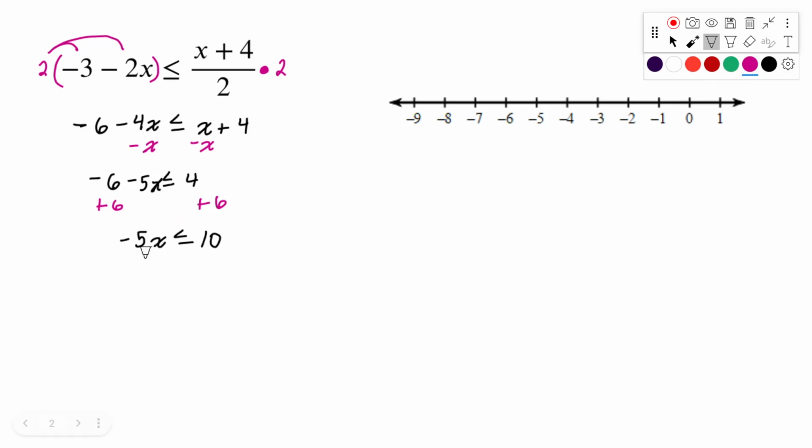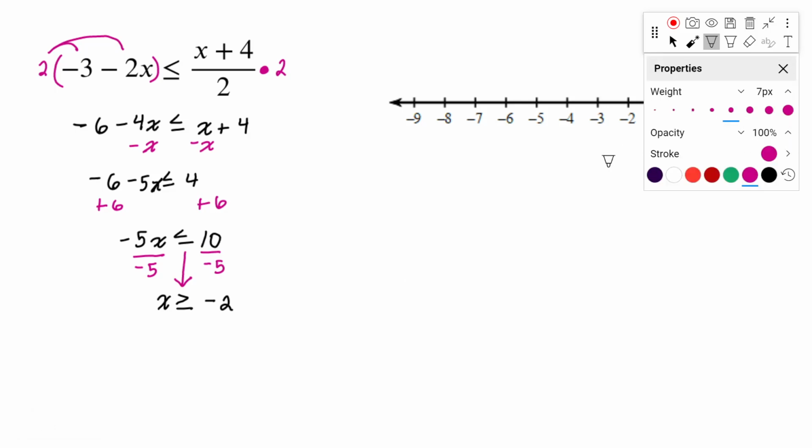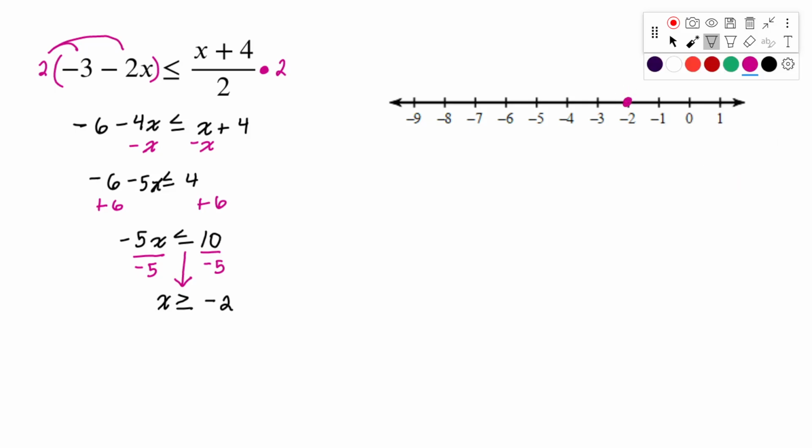And now divide both sides by a negative 5. Now this is our first division I've shown you that involves a negative. When that happens, you have to reverse the inequality. So now we have x is greater than or equal to negative 2. So now we're going to have a solid circle on negative 2 because it's equal to, and we're going to go to the right. So when you have to divide or multiply by a negative value, that inequality has to reverse.